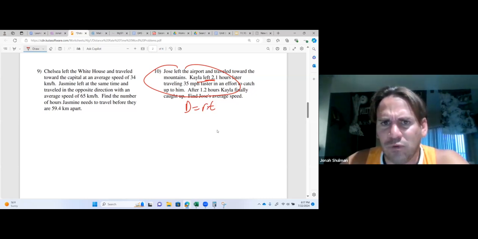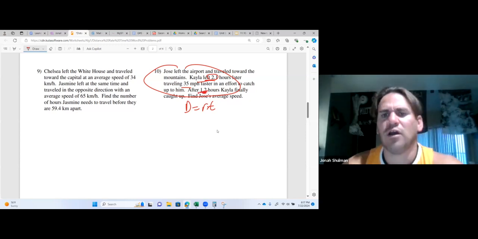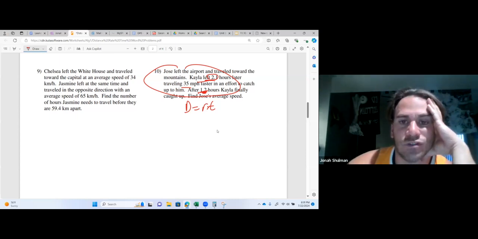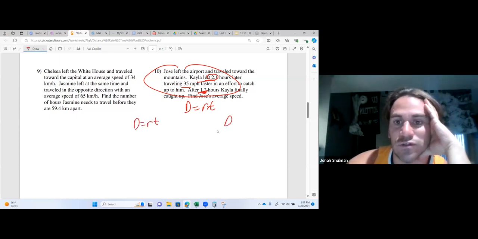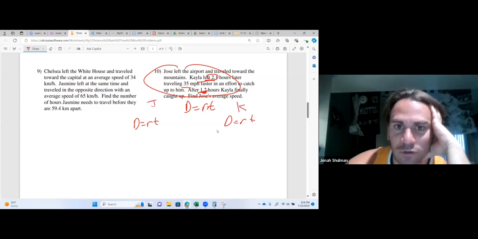So Jose left the airport and traveled towards the mountains. Kayla left 2.1 hours later and traveled 35 miles per hour faster to catch up to him. After 1.2 hours, Kayla finally caught up. All right, so let's really try this. We have distance equals rate times time. We need two rows. We've got our girl Kayla, and we have our boy Jose.